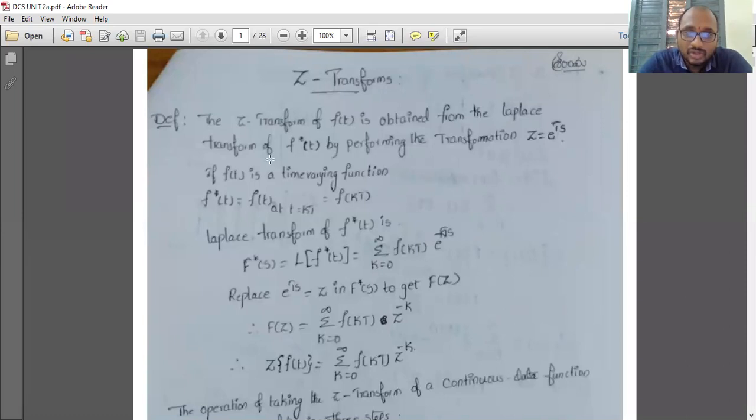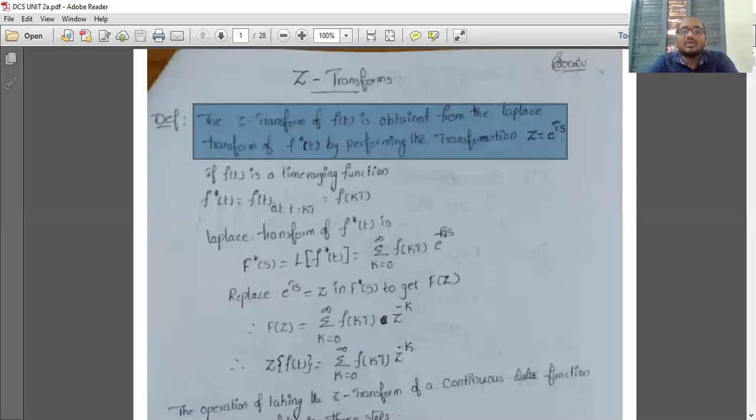The z transform of function f of t is obtained from the Laplace transform of f star t by performing the transformation z is equal to e power ts. So this is the definition of the z transform. The z transform of any signal f of t is obtained from the Laplace transform of f star t. F of t should be different to the f star t.